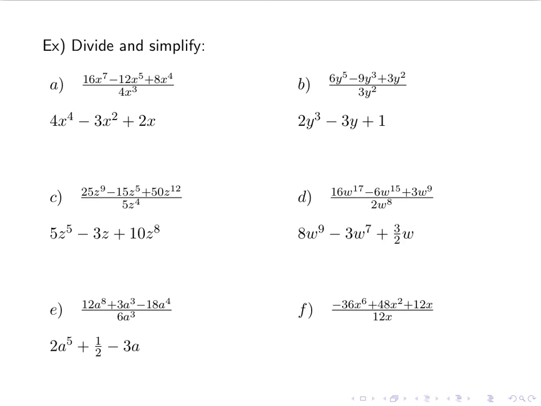And now for our last one, negative 36x to the 6th plus 48x squared plus 12x over 12x. Our first term is going to be negative 3x to the 5th. Again, 36 over 12 is 3. 6 minus the 1 that you don't see is 5. Plus 48 over 12 is 4. X squared over x is x. And then 12x over 12x is again 1.